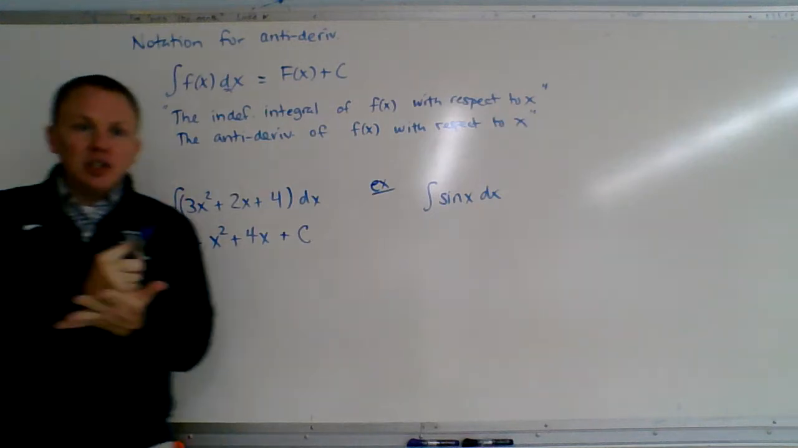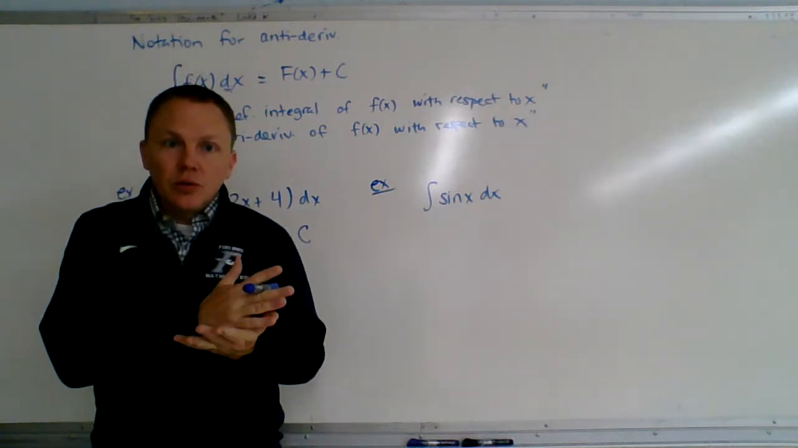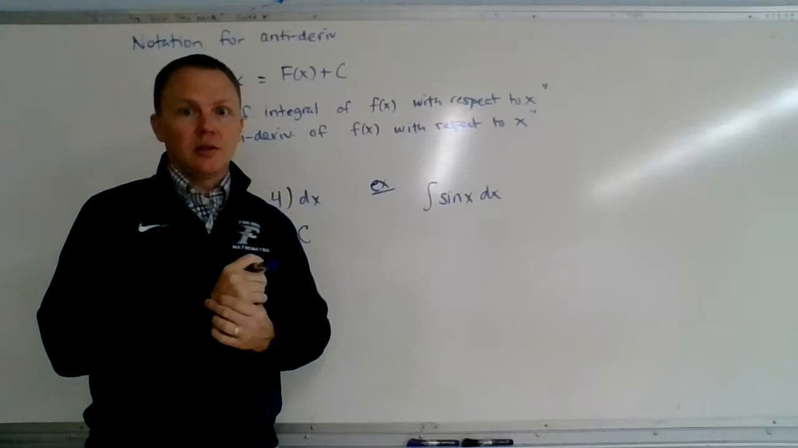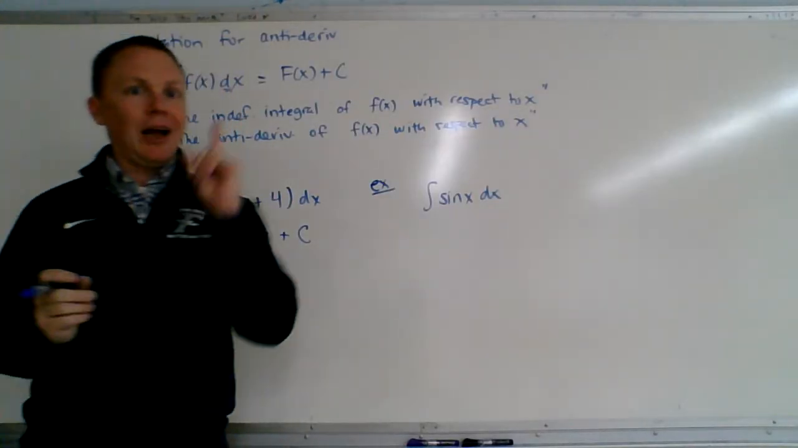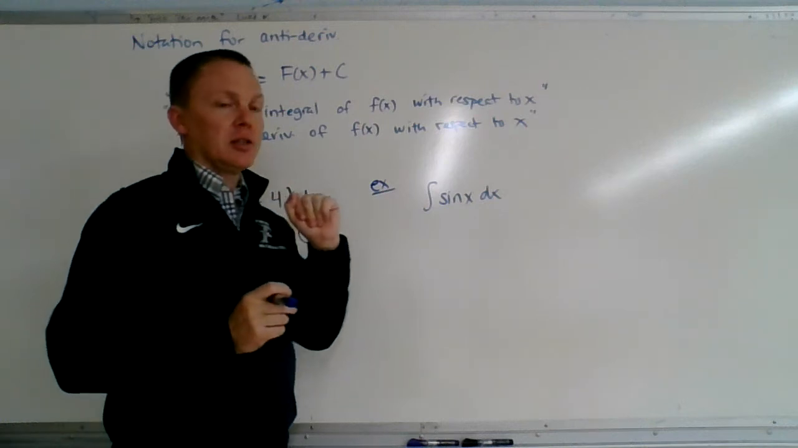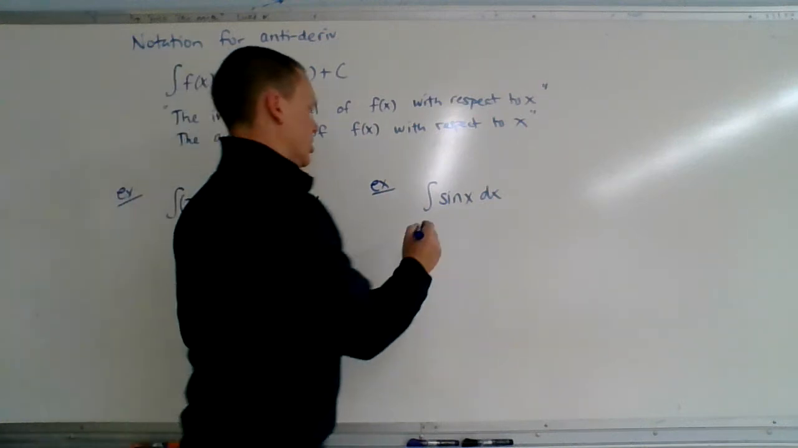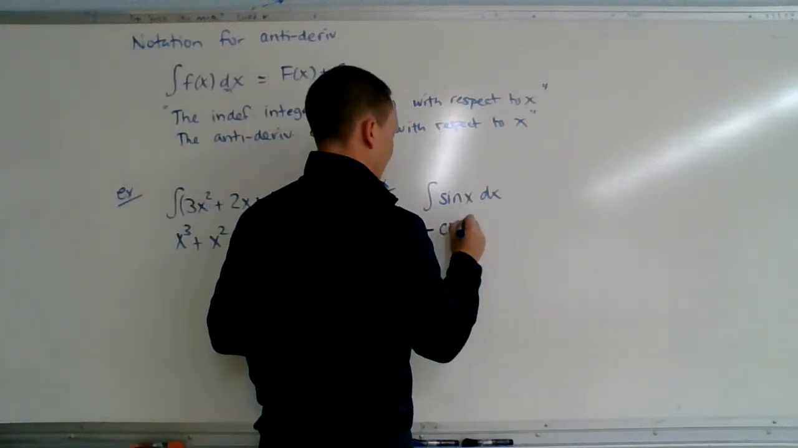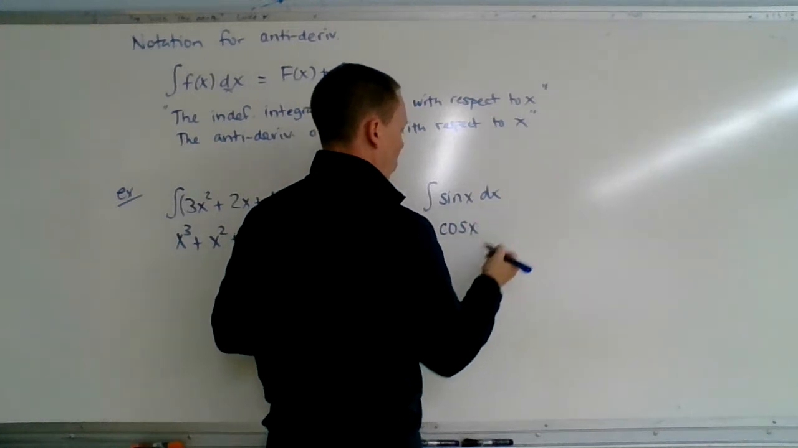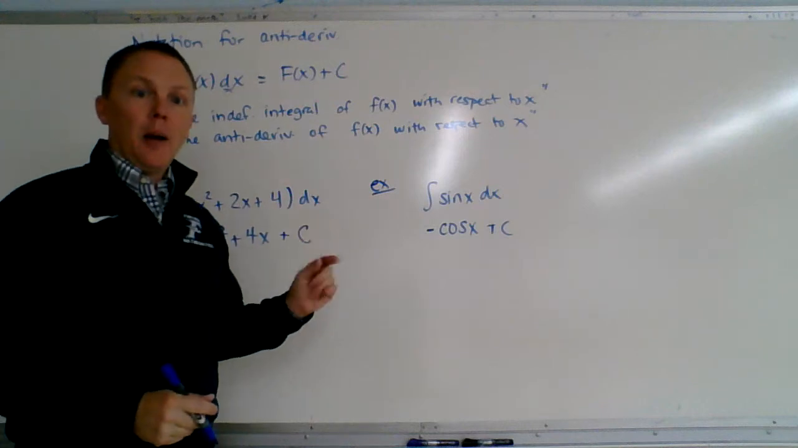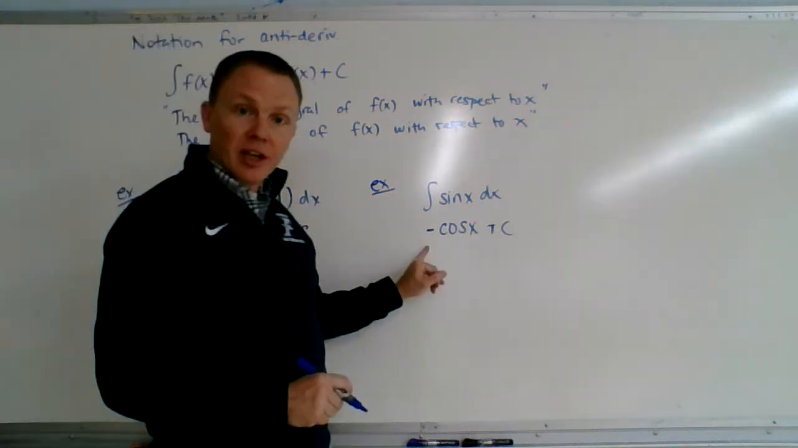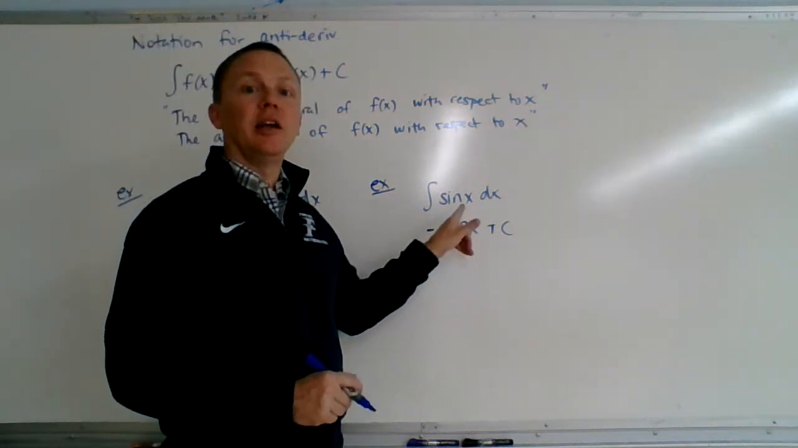So what are we looking for here? We're looking for a function whose derivative is equal to sine of x. What function has a derivative that's equal to sine of x? And you might think cosine. Might be wrong, because it's not positive cosine. It's not regular cosine. It's negative cosine plus c. Now, why is the antiderivative of sine negative cosine? Because the derivative of negative cosine is sine.